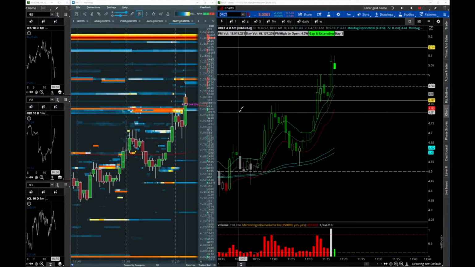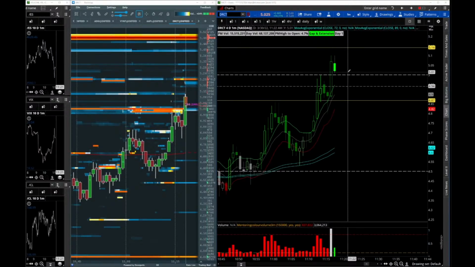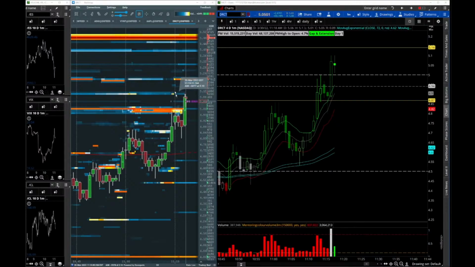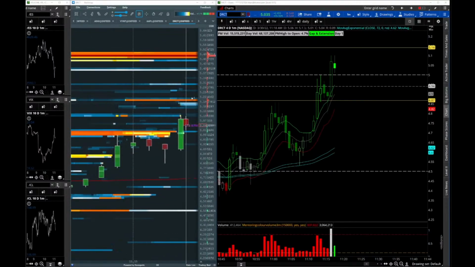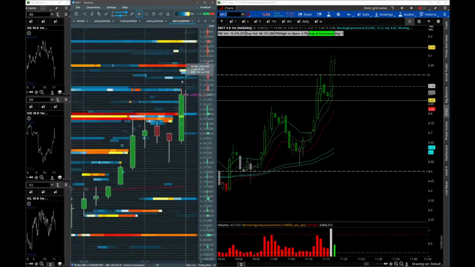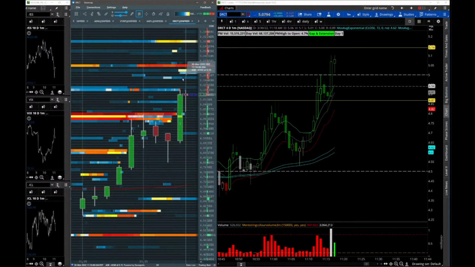So right now what I'm watching is if we can hold a 5 and then dip into a 90 MA or the J lines to long, plus heat map support. So it's a stock that traded 68 million volume and it's a small float.